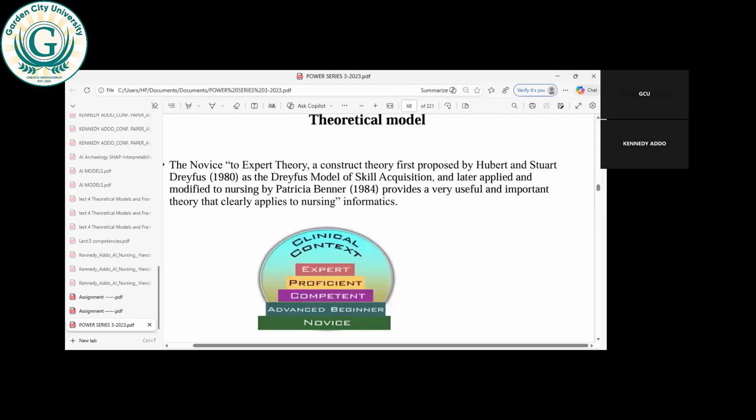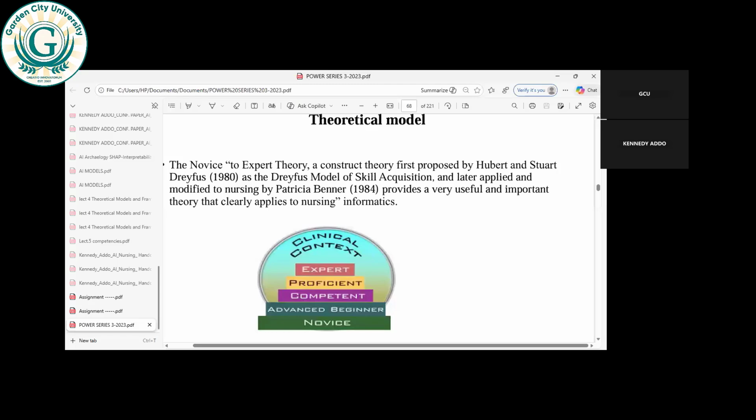So this theory was first proposed by Hubert and Stuart Dreyfus, and Patricia Benner saw the need to integrate this into nursing, and this has formed the foundational knowledge in terms of various positions or ranking in nursing. So you start from, let's say, staff nurse, staff midwife, senior staff midwife, in that order. So all of them are based on experience or based on rank. And Patricia Benner shared this viewpoint about levels of skills acquisition.